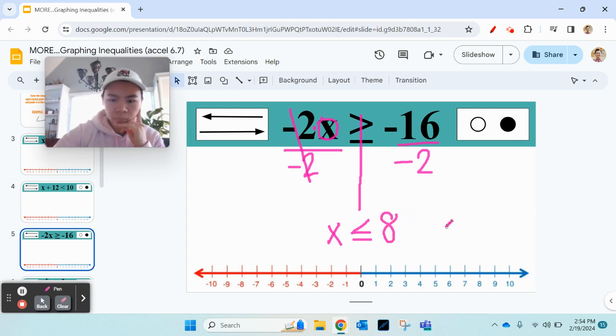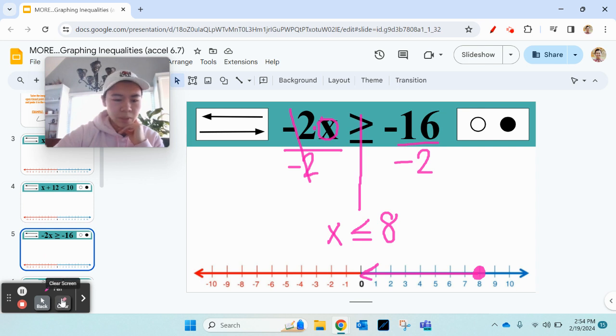8. This time when we graph this, because it has that equal to line, we're going to use a closed point on 8. Where are all the numbers that are less than or equal to 8? Over here to the left. I can't remember if I said greater than last time. It was greater than, now it's less than, because our sign flipped.